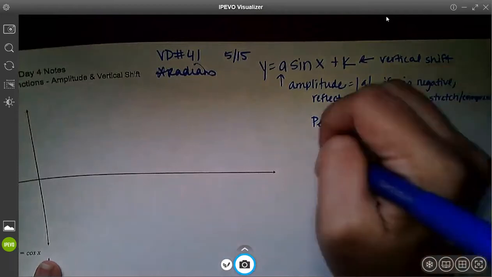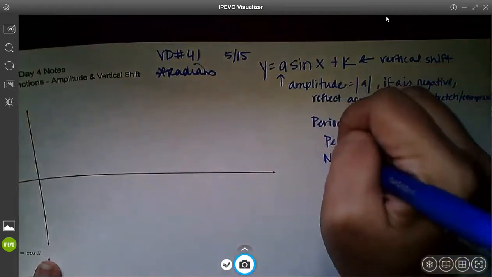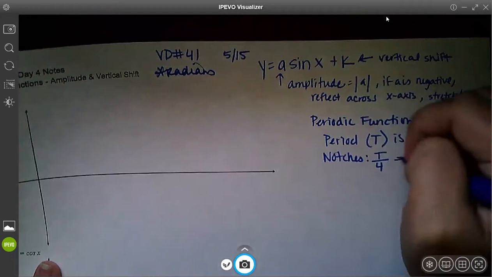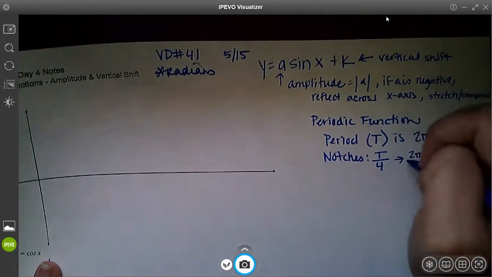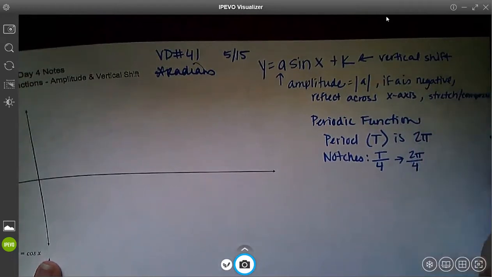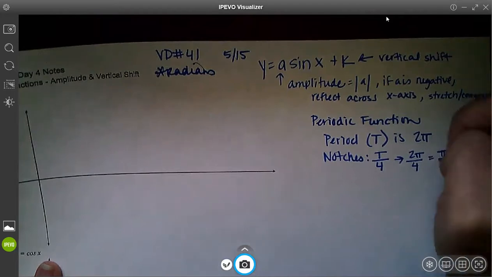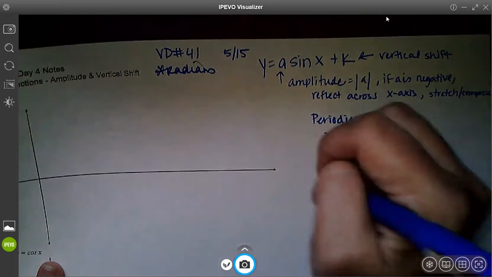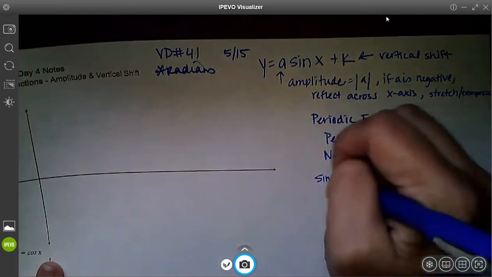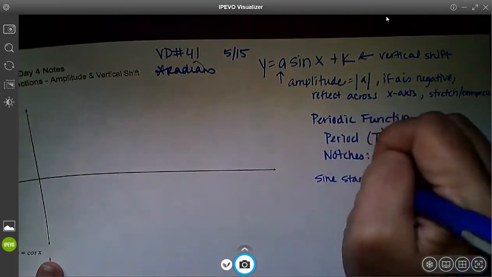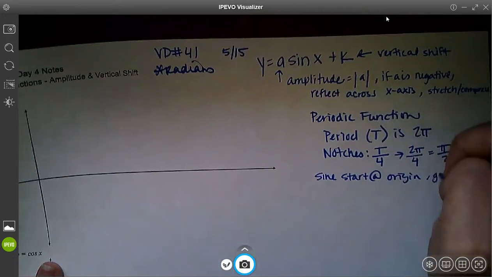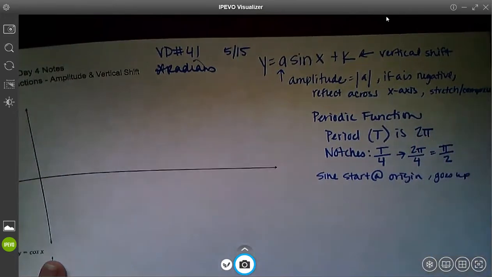And our notches for our graph is going to be your period divided by 4. So when your period is 2 pi, and it does change, but we're not going to look at that today, over 4. So you're dividing that 2 pi divided by 4, which is equal to pi over 2. So the pattern for sine is going to start at the origin and then go up. And this will make sense in just a second.